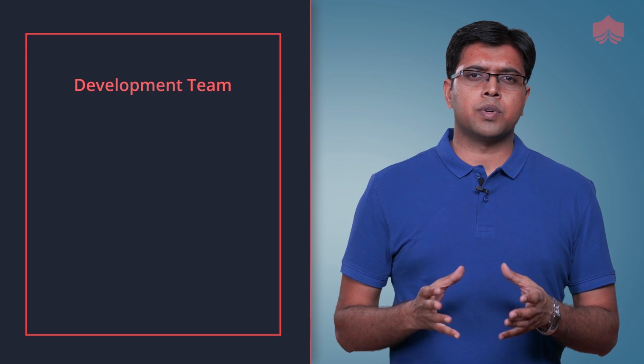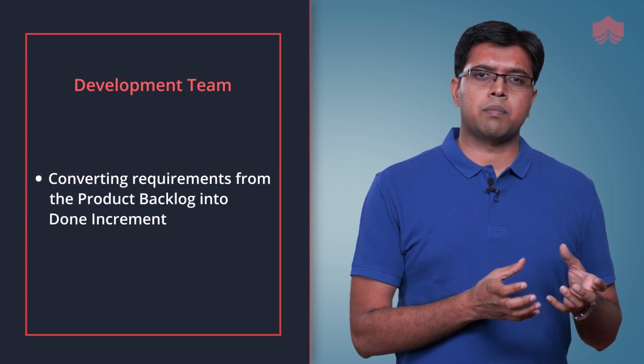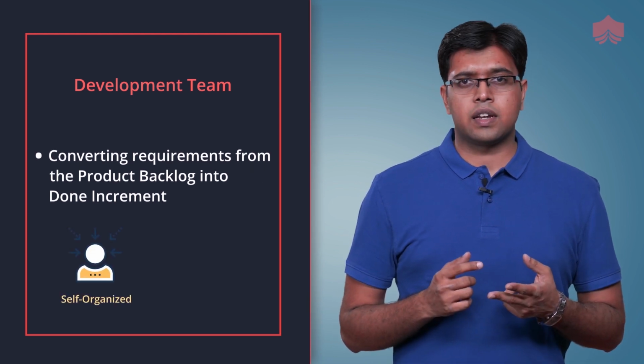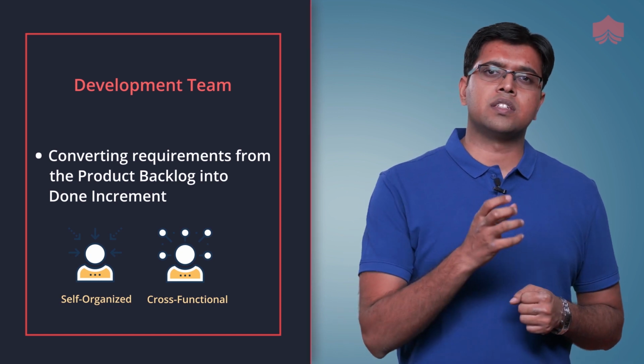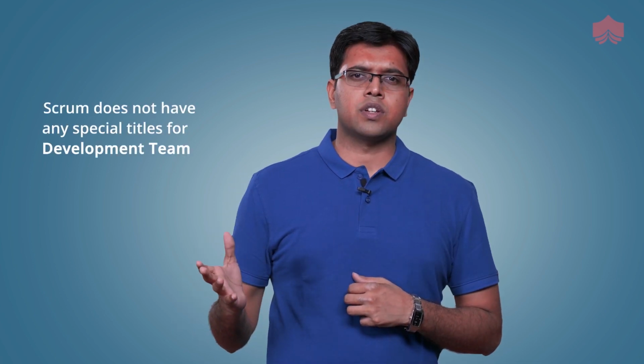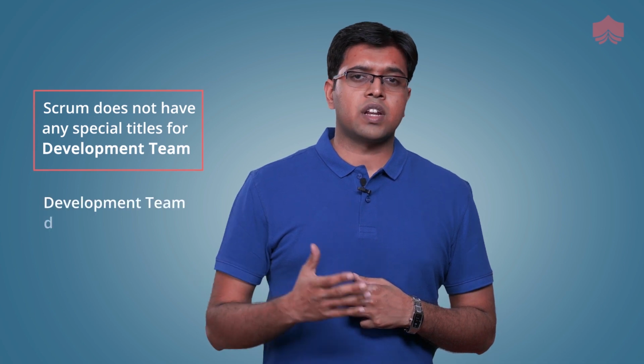The next role in the Scrum team is the development team. The development team is responsible for converting the requirements from the product backlog into done increments. These are professionals who are self-organized and cross-functional. They are the ones who decide how these requirements from the product backlog will be converted into done increments, and no one, not even the Scrum Master, who is a modern manager, can direct them how to do it. Scrum does not have any titles for people in the development team, and they do not have any sub-teams as well. Although people in the development team might have specialized skills, the accountability of delivering a done increment at the end of every sprint lies with the complete development team.